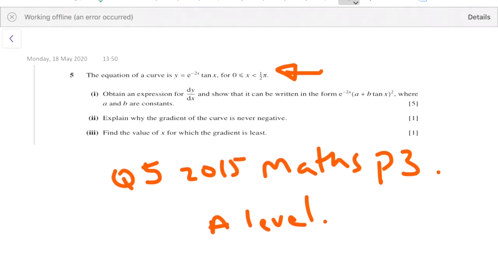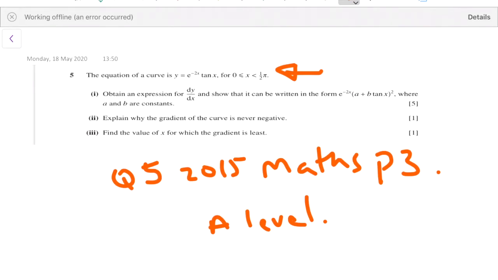So the first question is: obtain an expression for the derivative of y with respect to x and show that it can be written in the form as shown. So it's a quadratic in tan of x. Immediately this should jump at you, where a and b are constants. And this is a good habit, to read the whole question.